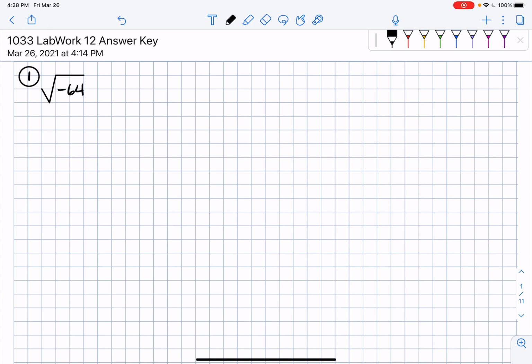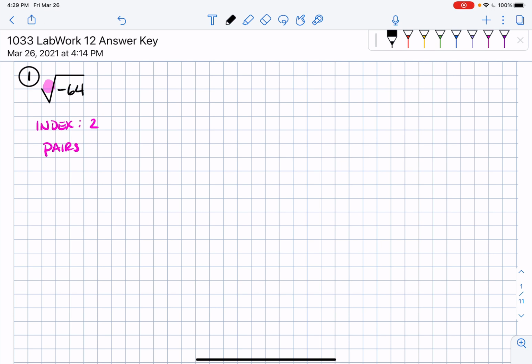All right. So let's talk about LabWork 12. Number 1, square root of negative 64. One of the things that every time we do this, we always talk about what's the index, right? And the index, when there's no number, is a 2. So we're looking for pairs, right?